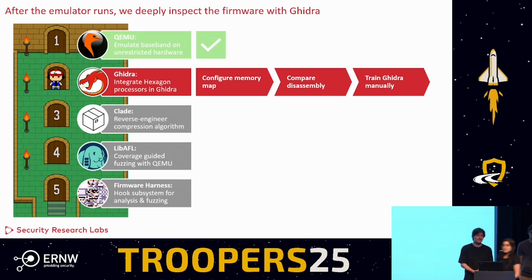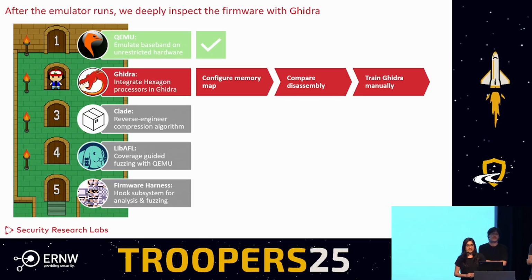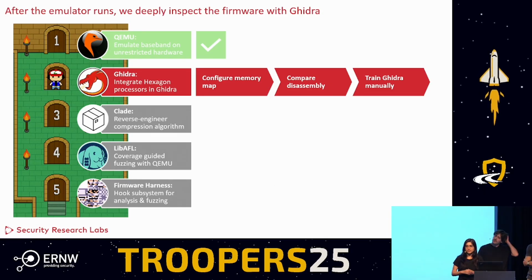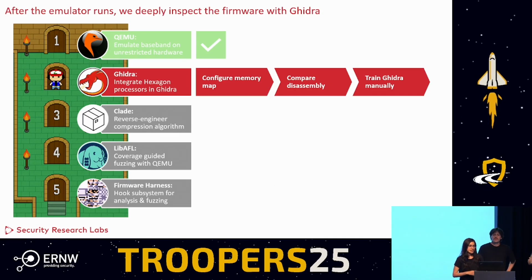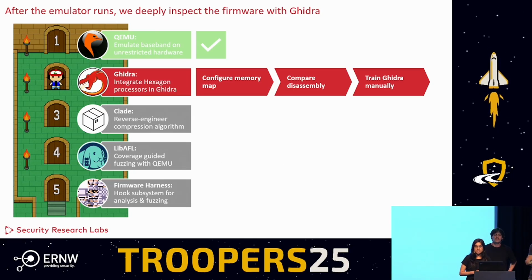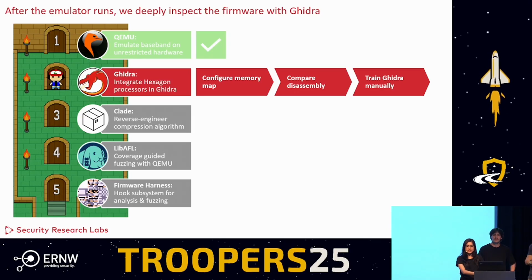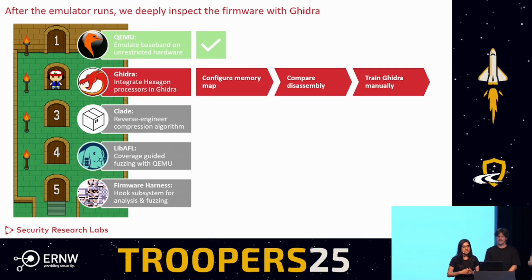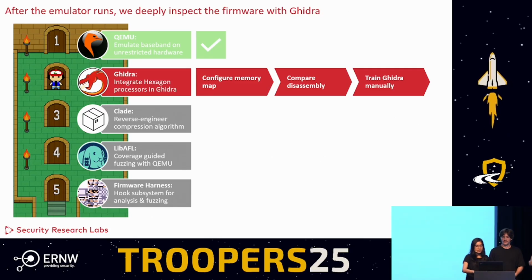Okay. So as we can see from the emulation, we only get a few lines of boot log. So we wanted to reverse the firmware to understand it better. And for reversing, we use Ghidra, which is a widely used reverse engineering tool. We can say we followed 3 steps. First was configure memory map, then compare the disassembly, and then train Ghidra.